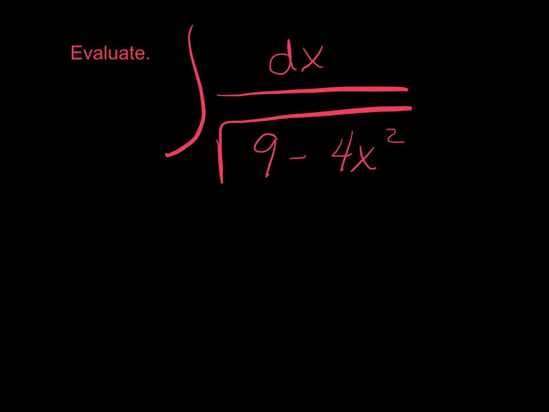Alright, well, it's that time. I'll be looking for this one in your notebook tomorrow, so make sure you get her done. We've got a nice integral, dx over the square root of 9 minus 4x squared. See what you get, and we'll see you tomorrow.